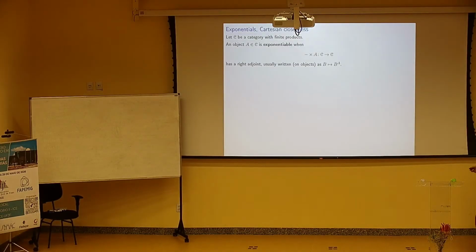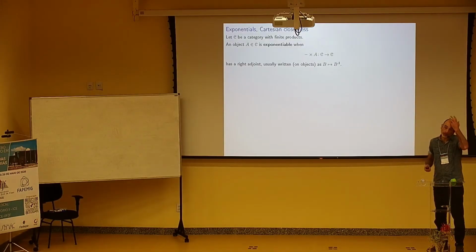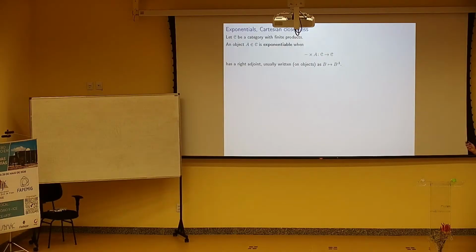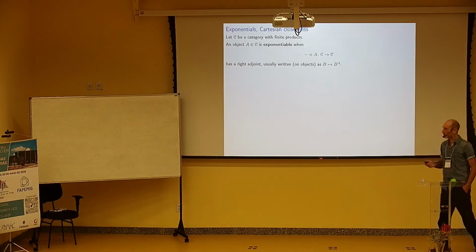So I'll always be working in a category C with finite products, and we say that an object A is exponentiable when the functor taking product with a fixed object A has a right adjoint. That's the definition, and typically on objects we write this right adjoint, if it exists, as B sent to B to the power A. So that explains the name of this notion, exponentiability.